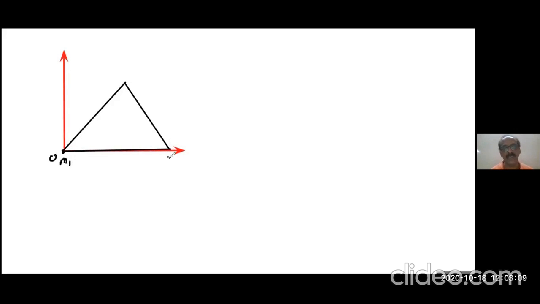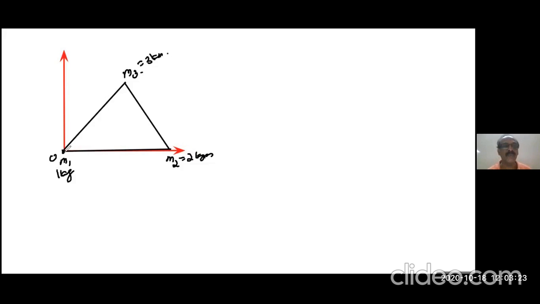Look here how we are going to do it. There is an equilateral triangle here. At the origin, I'm placing M1. This is M2 and this is M3. Here it is 1 kilo, this is 2 kilo and this is 3 kilo.